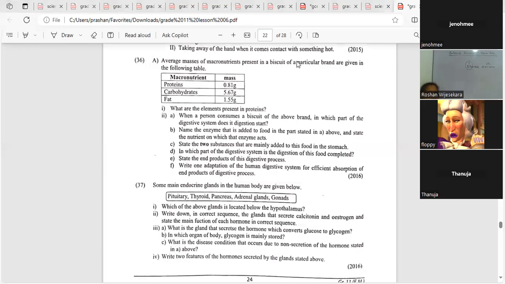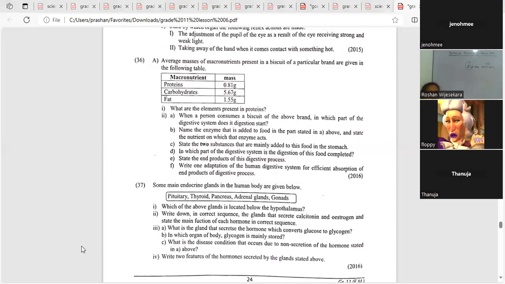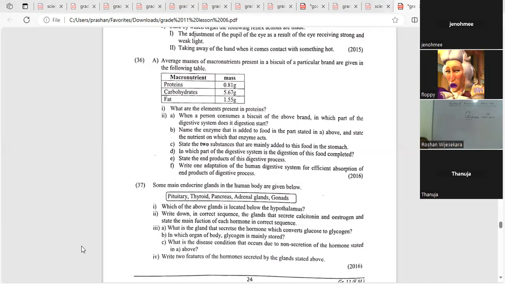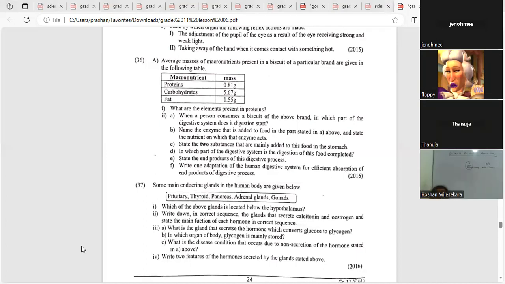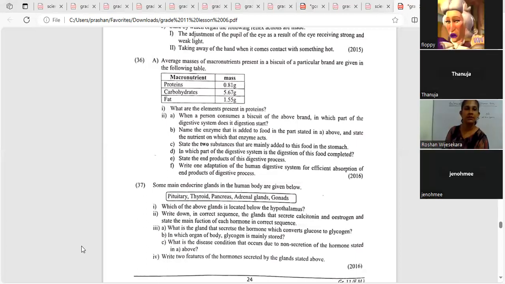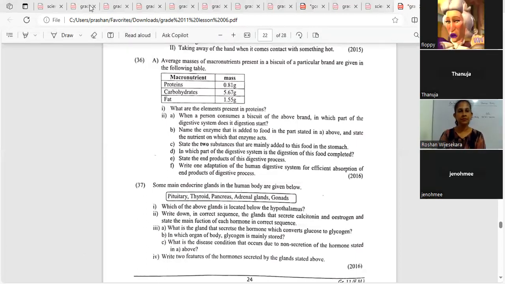Hansana and Saitavi, Jinomi already finished. All of you finished. Good. Then we can discuss answers. 2016 question.